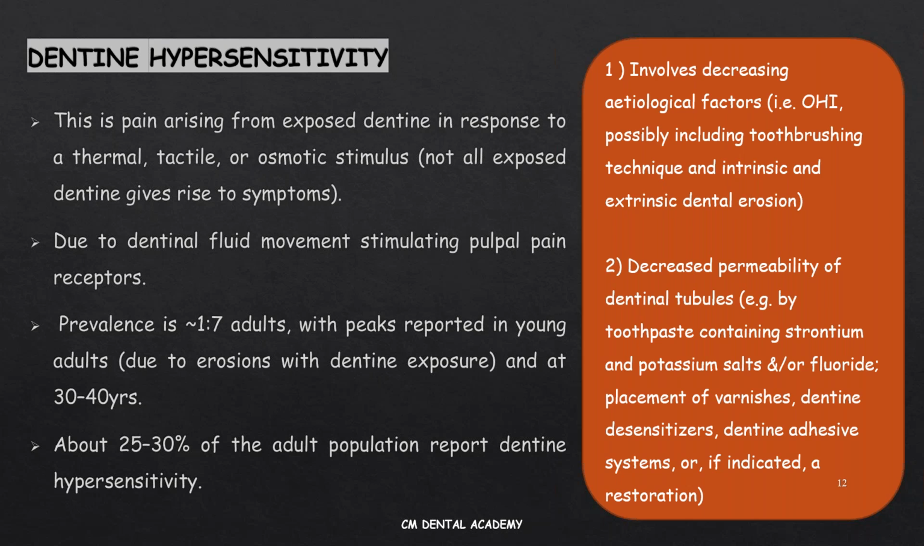Management involves decreasing etiological factors, such as oral hygiene instructions, possibly including toothbrushing technique, and addressing intrinsic and extrinsic dental erosion. It also involves decreasing the permeability of the dentinal tubules, for example, by toothpaste containing strontium and potassium salts and/or fluoride, placement of varnishes, dentine desensitizers, and dentine adhesive systems, so that it will form again a protective layer over the already worn out dentine. If indicated, a restoration is required to reduce the pain or sensitivity in case of dentinal sensitivity.